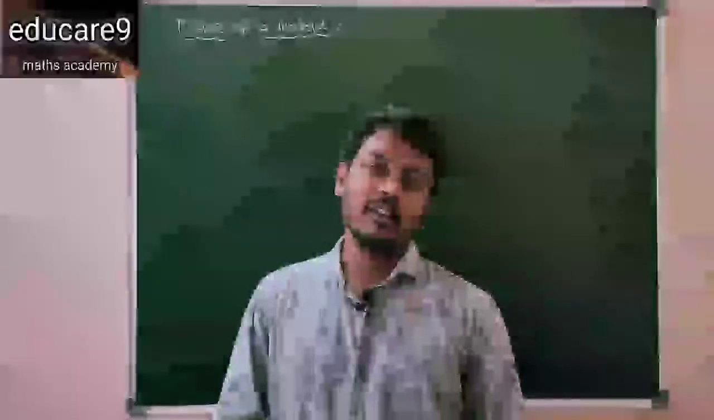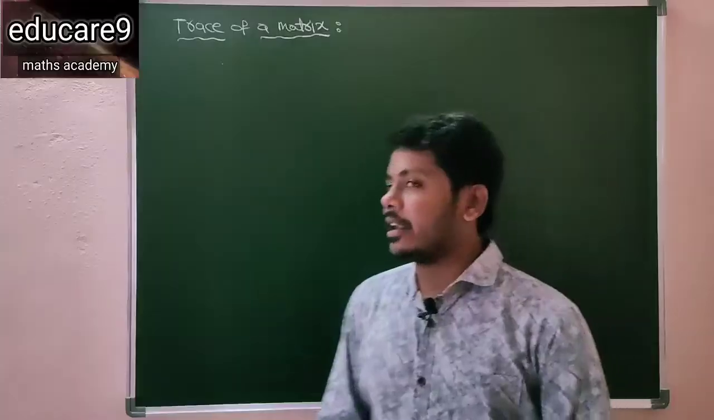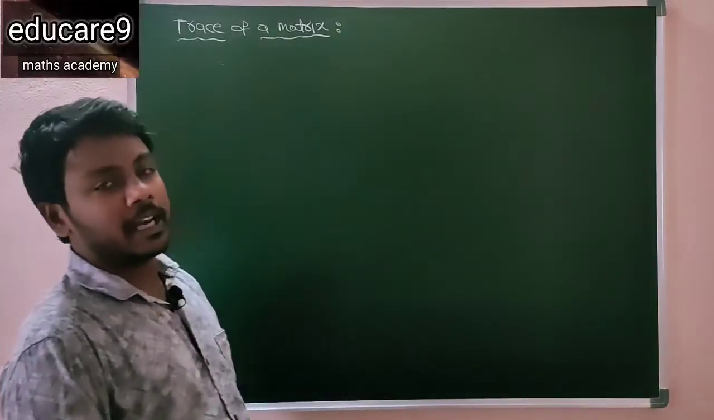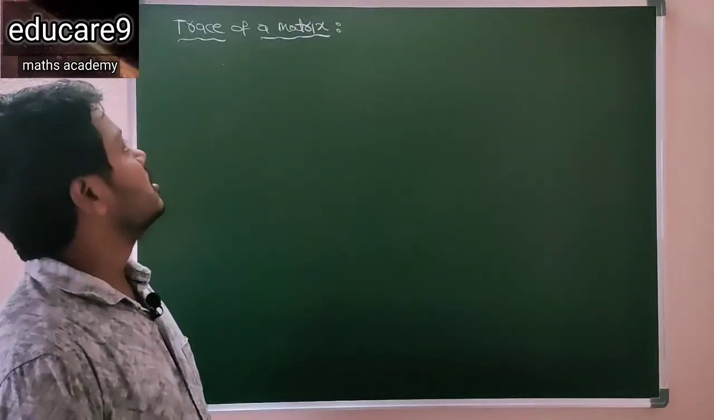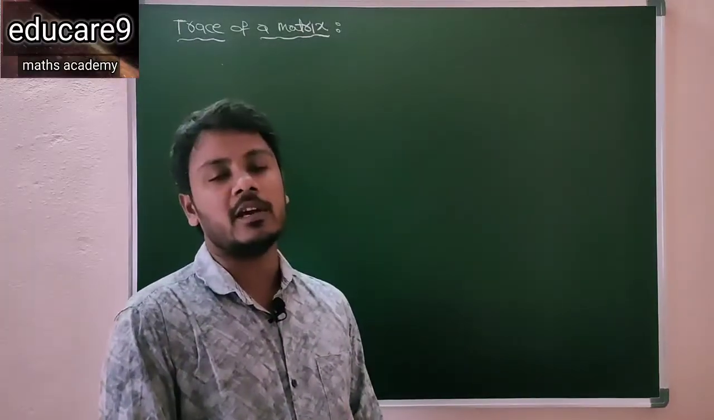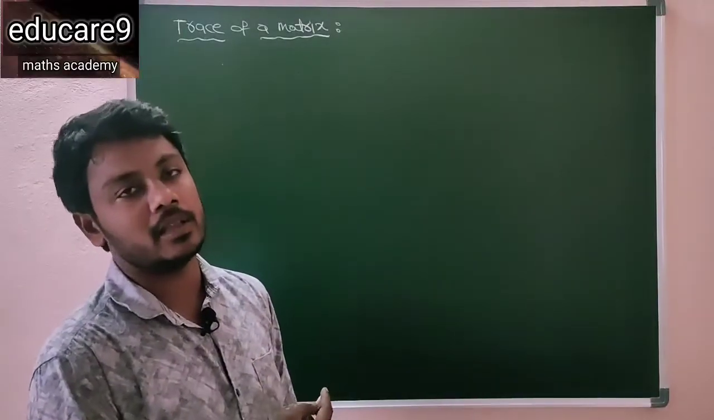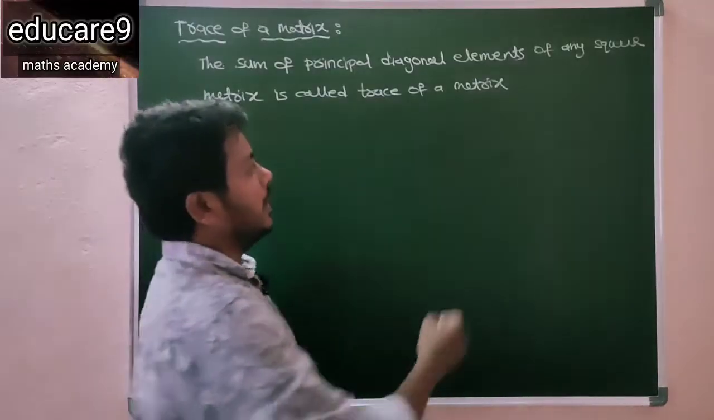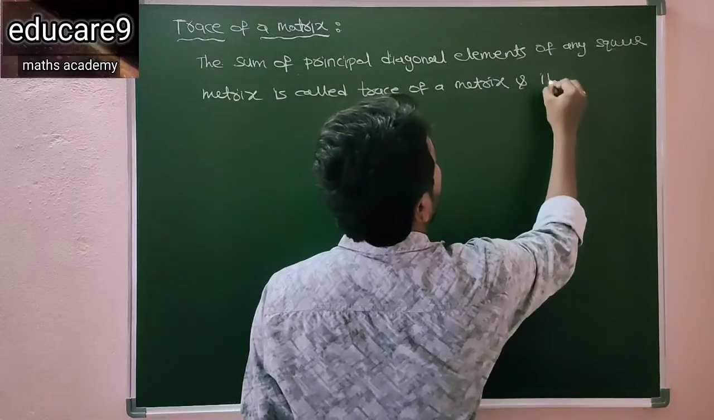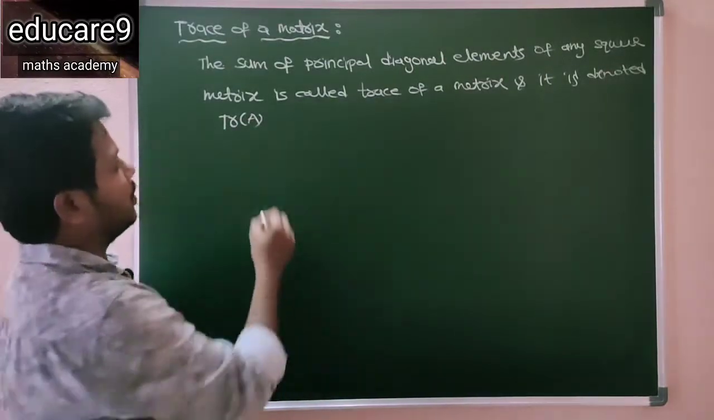Hi, hello everyone. For this session, we will discuss a new concept. Here, the definition of the trace of a matrix. Trace means the sum of the principal diagonal elements of any square matrix is called the trace of a matrix, and it is denoted by trace of A.